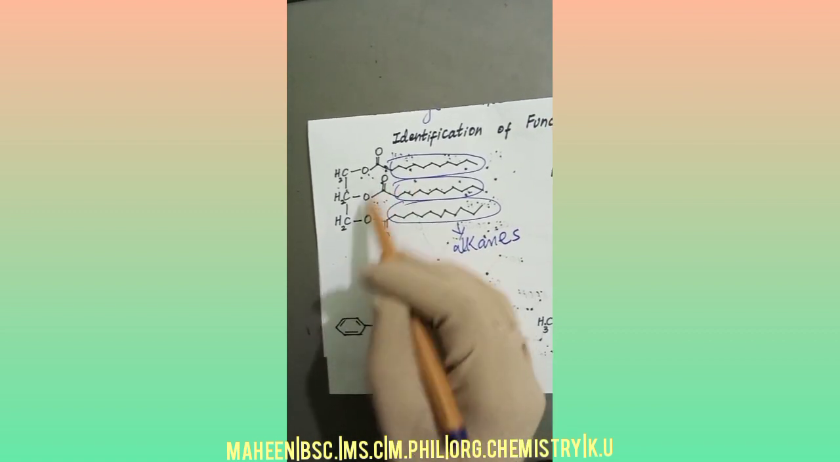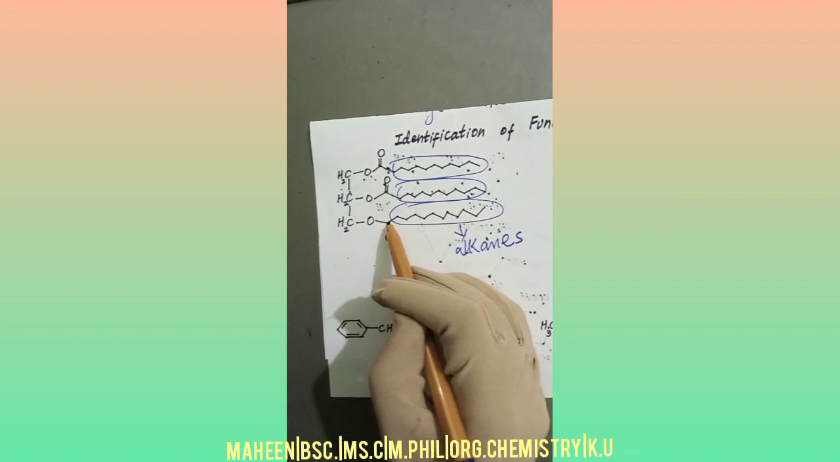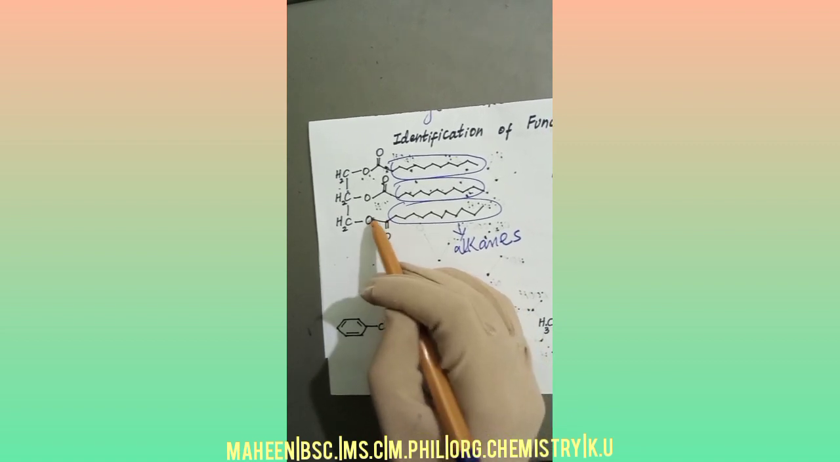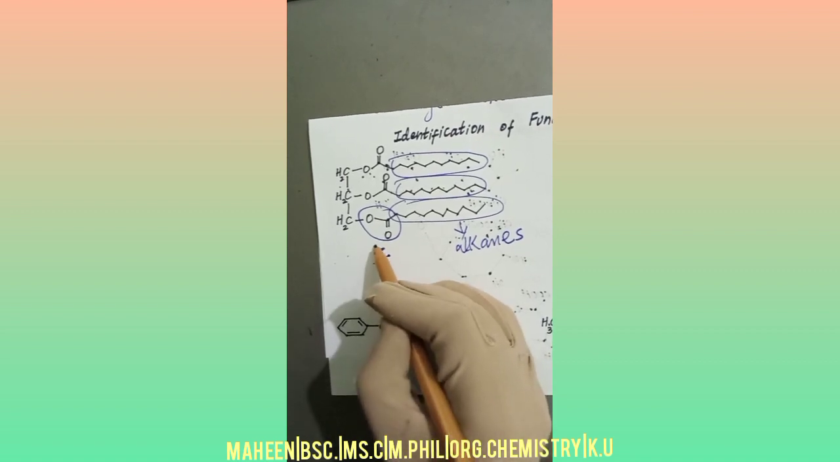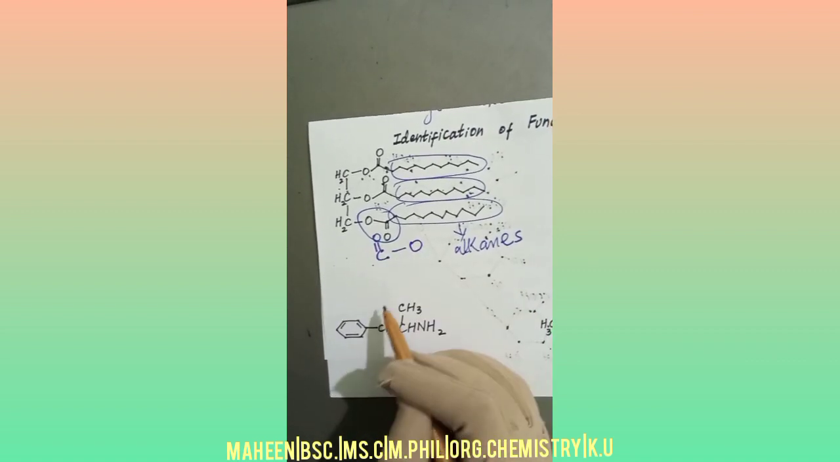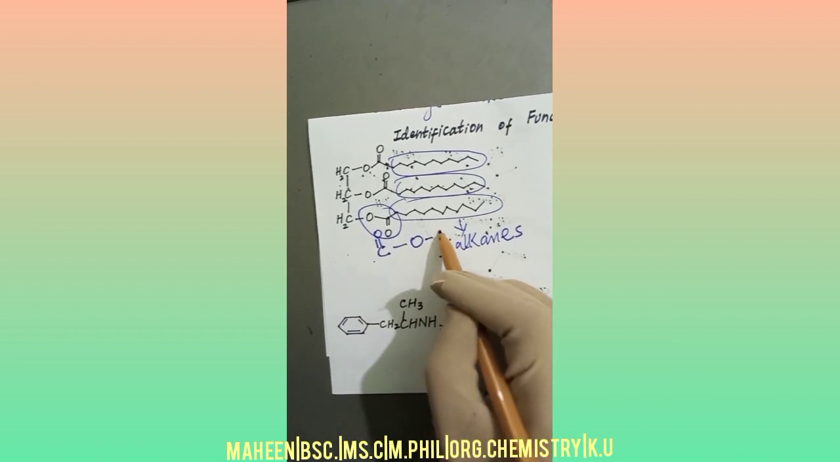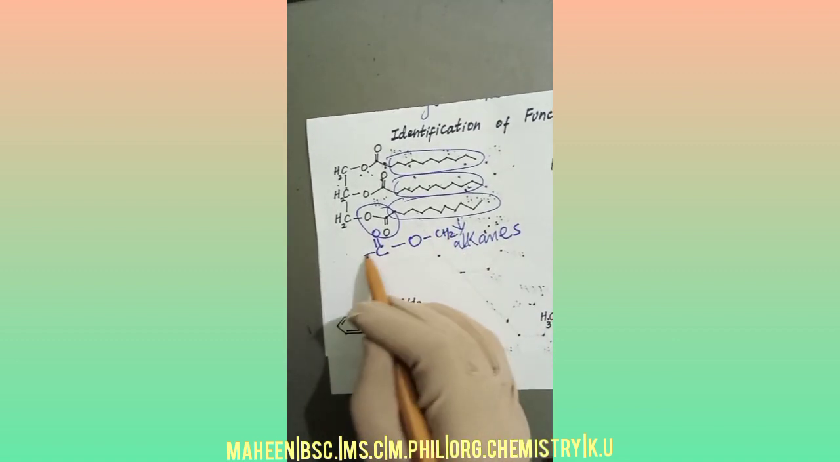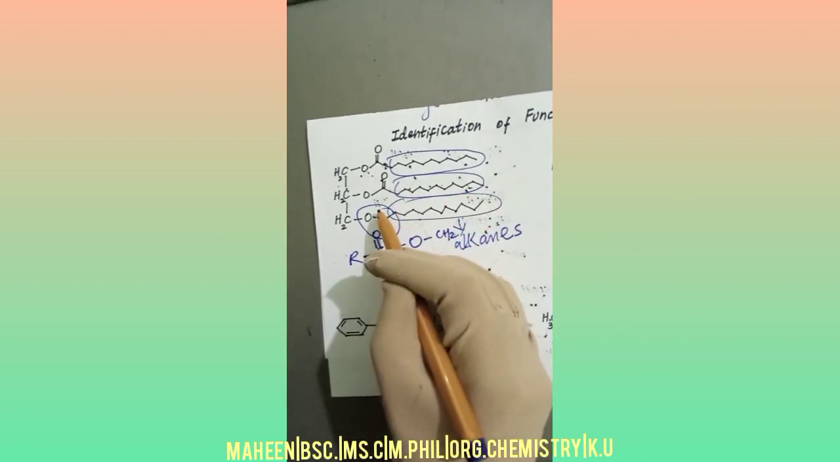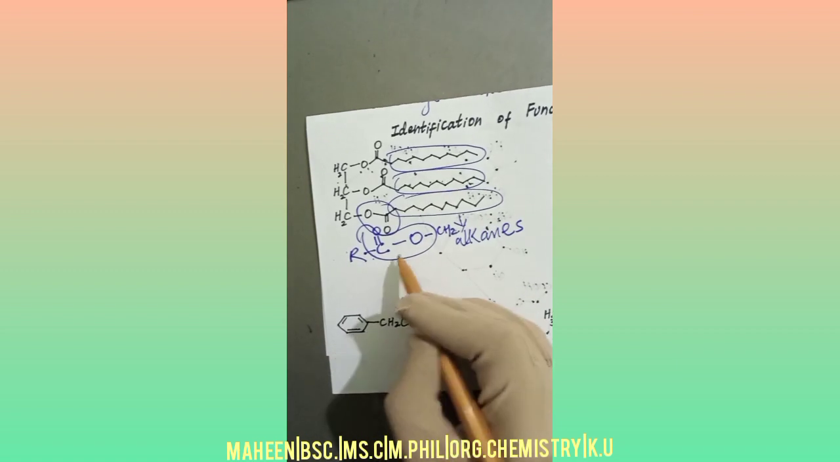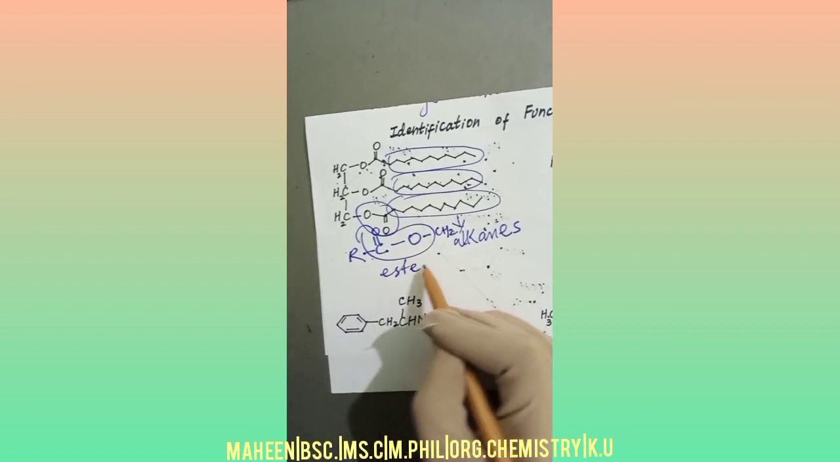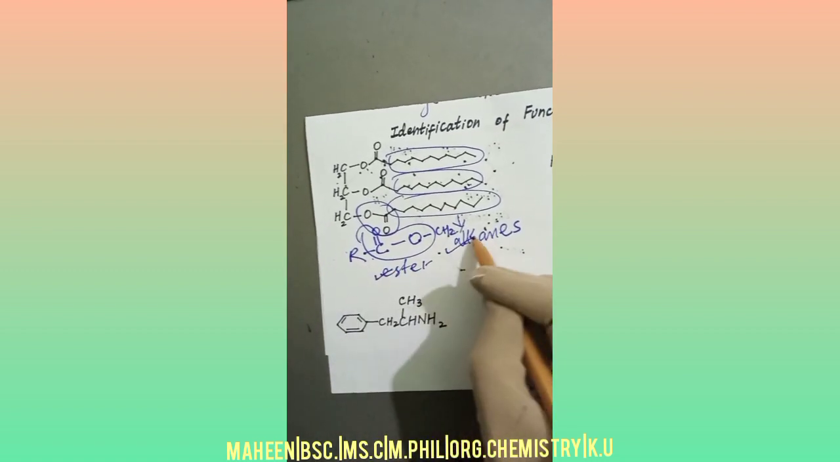Another type of functional group we have is C, O and O. It is like this, and to O there is CH2 here and an R chain like this. So this group is actually called an ester, where we have COO, C double O. So this is an ester. So we have ester and alkanes here.